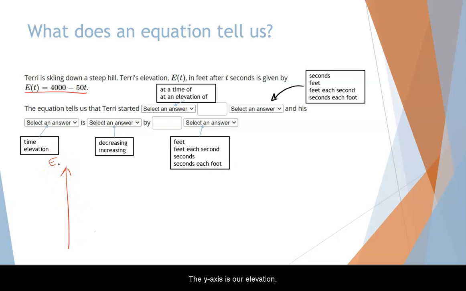The y-axis is our elevation, and the x-axis is our time. This starts high at 4,000, and then with a slope of negative 50. So our initial value is 4,000, and the slope is negative 50, so I can tell that this is going down over time.